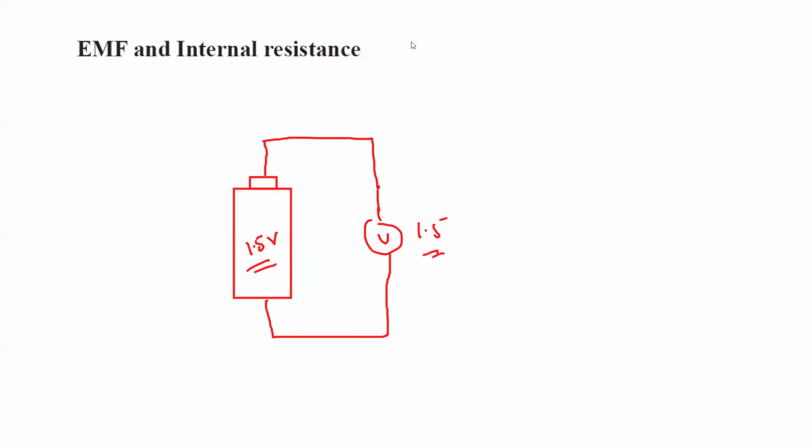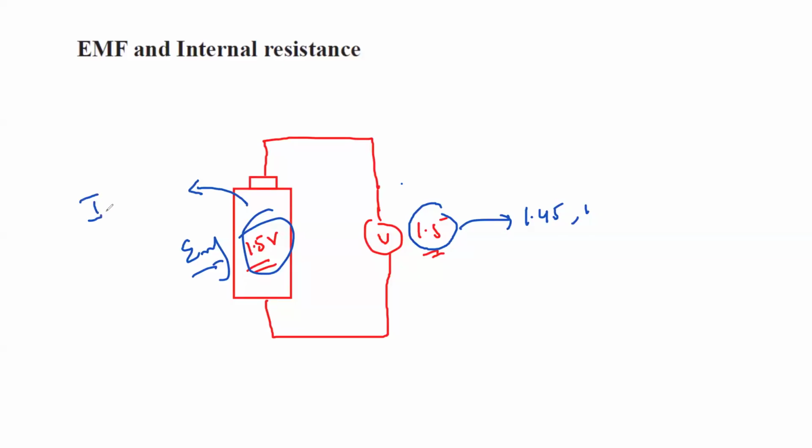What happens when we buy even an unused cell? We find that it does not give the same voltage that is labeled on the cell. It won't be 1.5. It may be less than 1.5, maybe 1.45, maybe 1.4, but not 1.5. What is the reason? Because inside the cell it has its own resistance, and we call that the internal resistance.